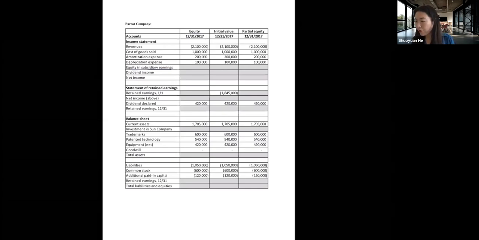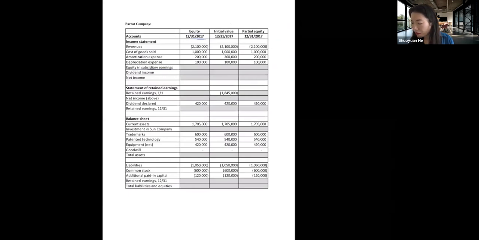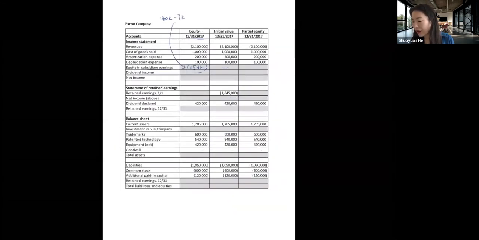So for the year 2017, the subsidiary's income is 106K, and the amortization is still 7,000. So 106K minus 7,000 will give you equity in subsidiary earnings. That would be 153,000, and there's no dividend income. If the firm has been using the initial value method, it is not going to record equity in subsidiary income. Instead, it is going to record the sub's current year dividend, which is 70,000, as its dividend income.